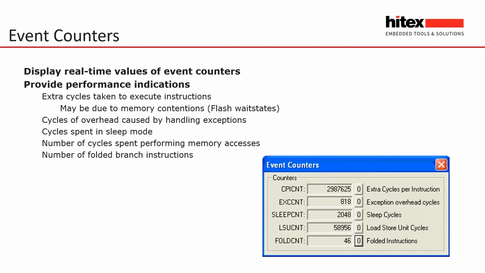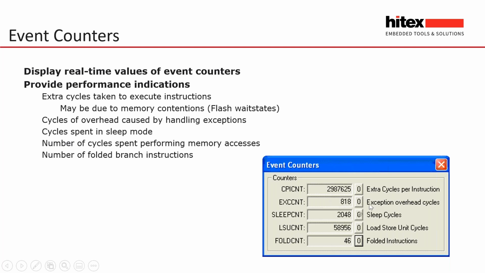There are also a number of performance counters that will give us some idea of how well the code is executing on our processor. So here, the extra cycles per instruction are effectively wait states that we had trying to access the flash memory. So if you remember, we have a memory accelerator module that's trying to make that as efficient as possible. So ideally, this number should be as low as possible. So it can be used for sort of benchmarking.